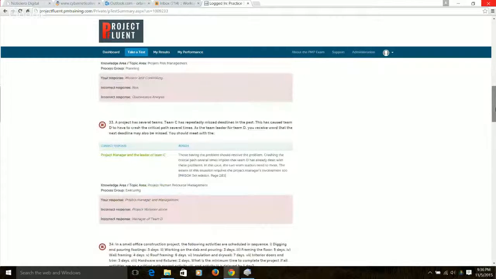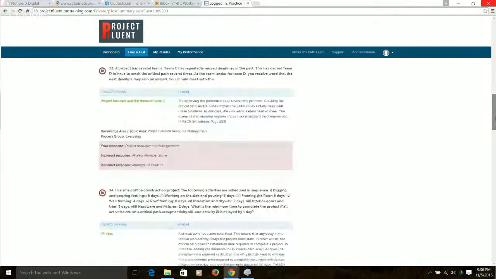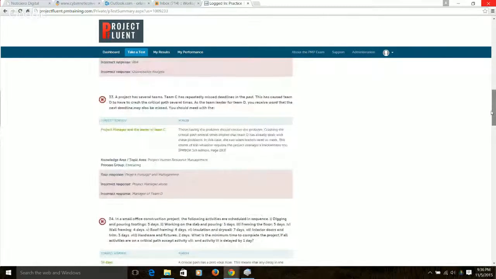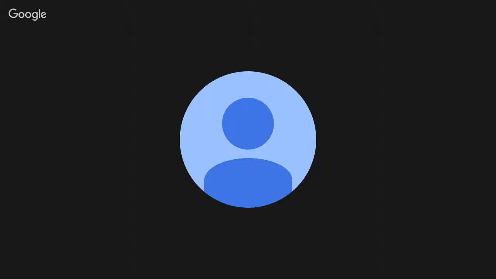Then 33, I think that's probably the last one that we did. A project has several teams. Team C has really missed the deadlines in the past. This has caused Team D to crash the critical path several times. As a team leader for Team D, you receive word that the next deadline may also be missed. You should meet with the project manager and team leader of Team C. Those having the problem should resolve the problem. Crashing the critical path several times implies that Team D has already dealt with this problem.